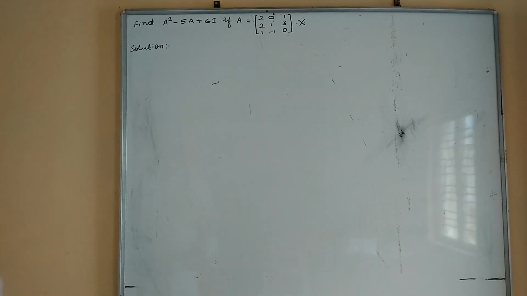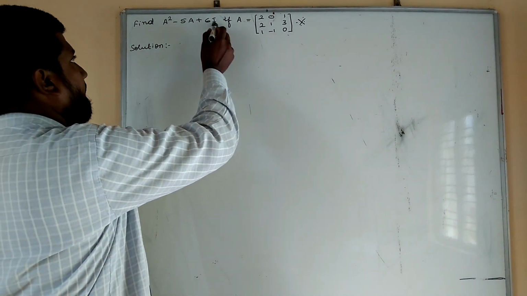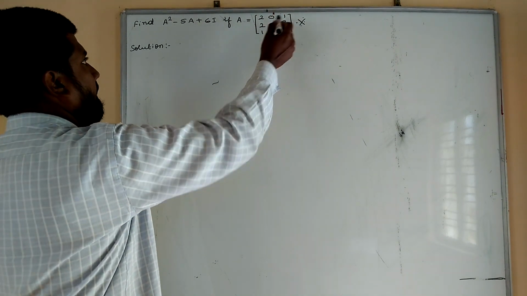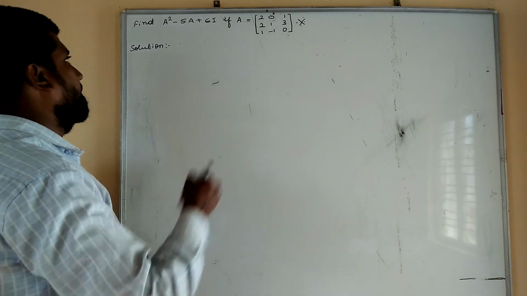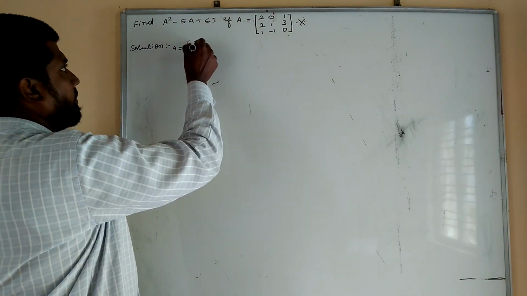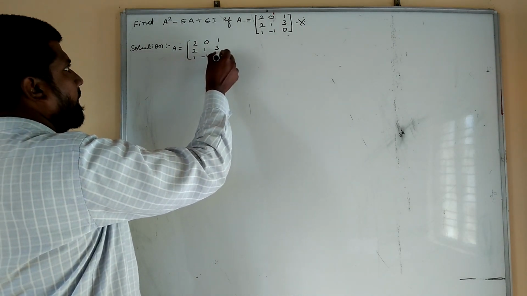Okay, let us go for the next type of problem. Find A square minus 5A plus 6I if A is equal to [2, 0, 1; 2, 1, 3; 1, -1, 0]. This is a very important type of question. Let us try the given. A is [2, 0, 1; 2, 1, 3; 1, -1, 0].